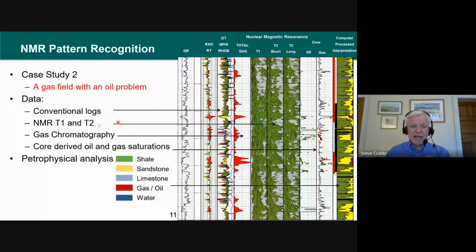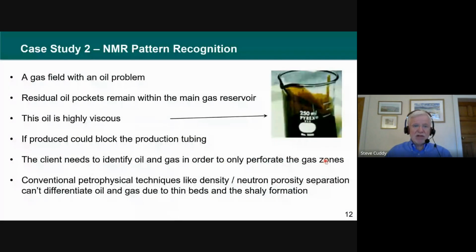This well also had this NMR data, which is shown here. The NMR basically is looking at the effects of hydrogen atoms in the reservoir to a magnetic field. And I'll explain that in a little more detail. So this is the formation. So this is a gas field in the Atlantic. It's a gas field with an oil problem because the residual oil pockets remain within the gas reservoir. The client wanted to produce the gas, but the oil was actually a problem.